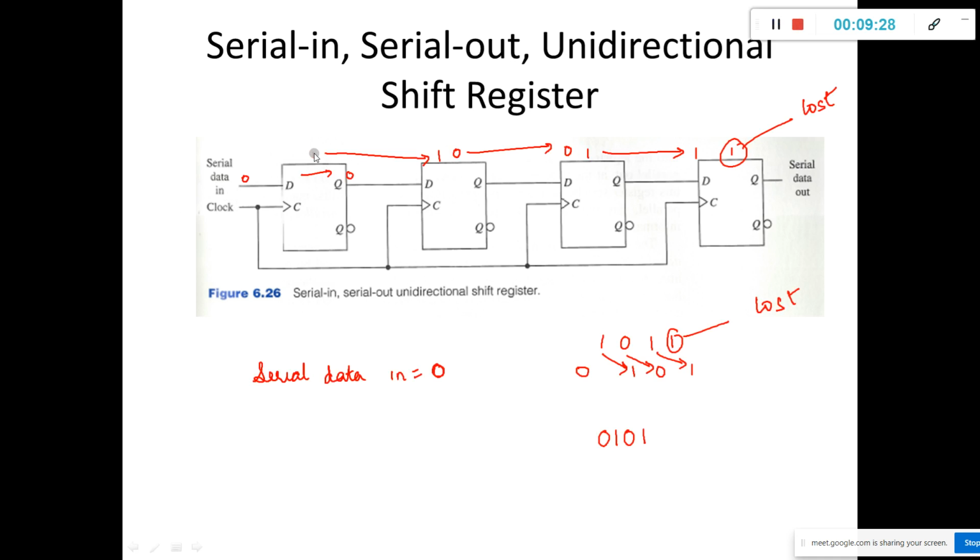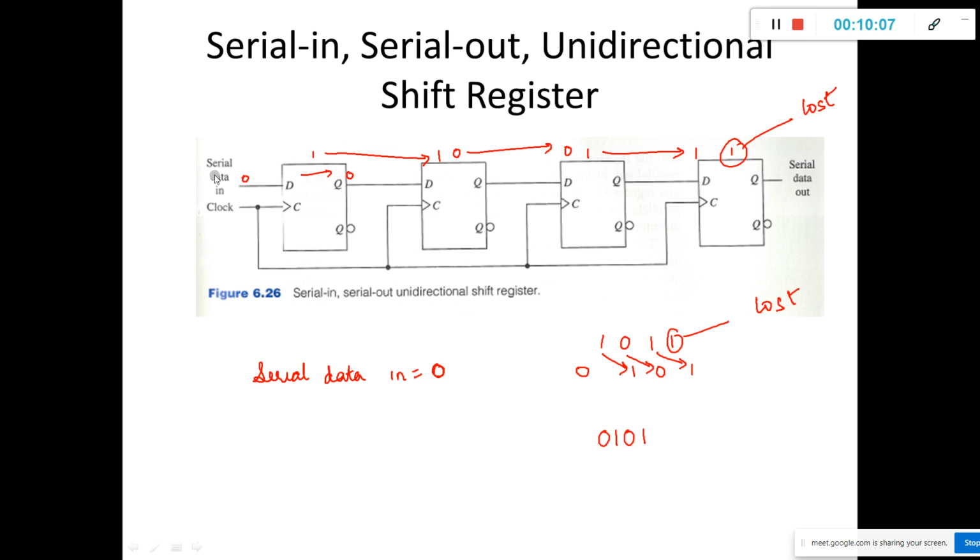So the initial content was 1011, so I have written here 1011. Next, I apply a logic 0 and a positive edge of the clock. This 0 came into the first flip-flop. Next, the 1 moved to the next flip-flop, this 0 moved to the next flip-flop, and this 1 moved to the next flip-flop. The last one is lost, the data of the last flip-flop gets lost. So now the content becomes 0101.